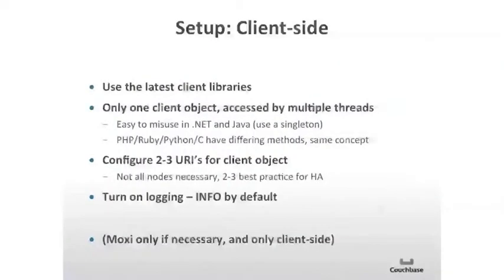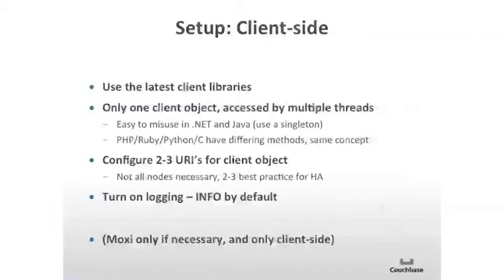And then turning on logging. Java and .NET have more extensive logging than the other ones, but always have some degree of logging running, something that you can turn on in production without having to reconfigure or recompile, is useful when things do start to go wonky. And if you're not already using Moxie, don't use Moxie.